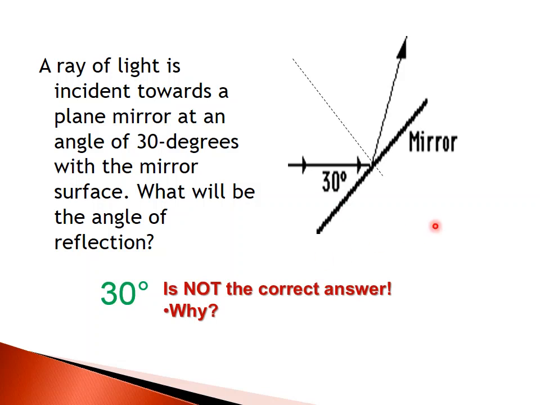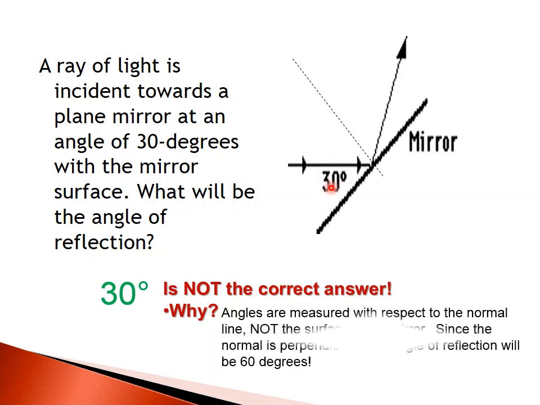The reason why is the normal line is perpendicular, and that's right here. So if you think of this angle right there as 90 degrees, then the angles of incidence and reflection are going to be 90 degrees minus 30, which will be 60 degrees. So it'll be this angle up here or this angle over here. Again, measured against the normal line, not the surface of the mirror.